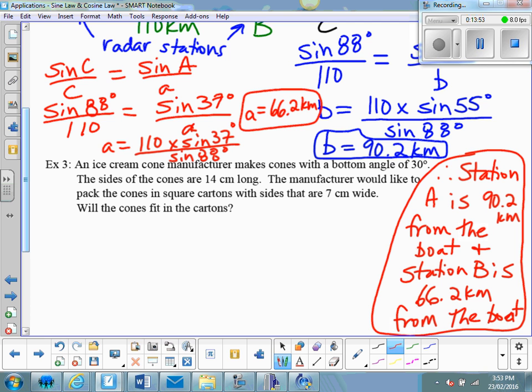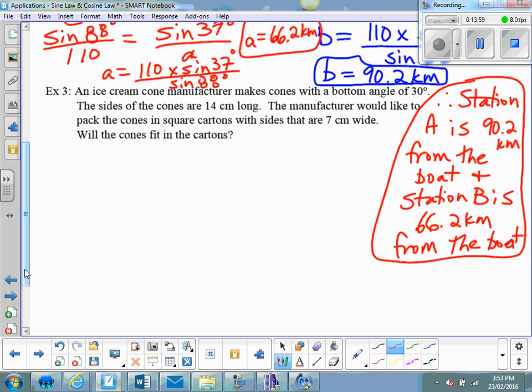We're going to do example 3 right now. And then we'll save example 4 for tomorrow. So, an ice cream cone manufacturer makes a cone with a bottom angle of 30 degrees. The sides of the cone are 14 centimeters long. So if I draw a cone here, the 30 degrees is this bottom angle, and these are 14 centimeters up the side.